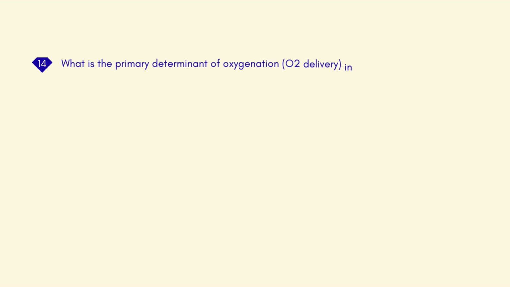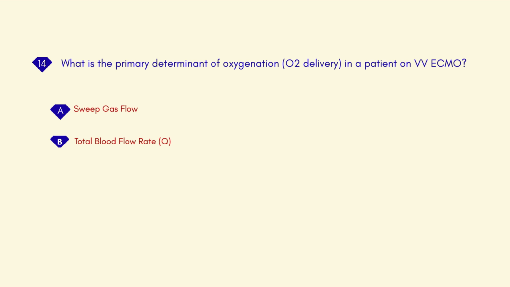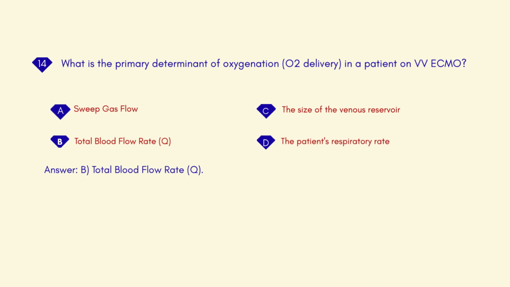What is the primary determinant of oxygenation, O2 delivery, in a patient on VV-ECMO? A. Sweep gas flow. B. Total blood flow rate, Q. C. The size of the venous reservoir. D. The patient's respiratory rate. Answer: B. Total blood flow rate, Q.